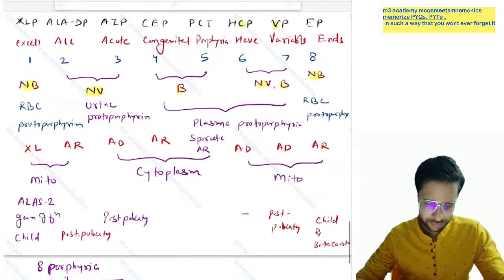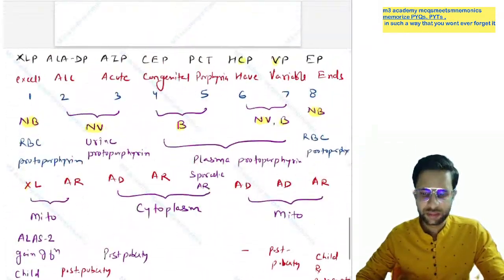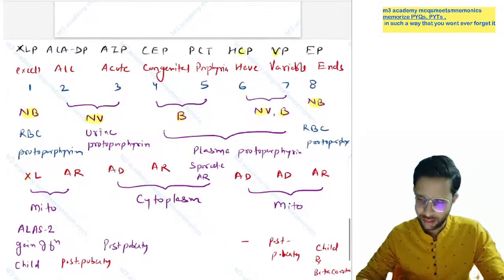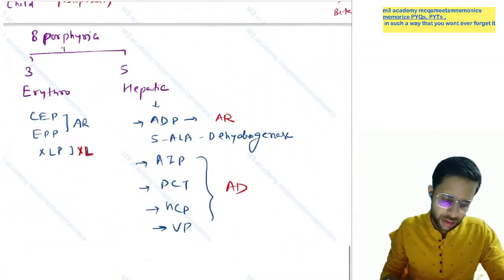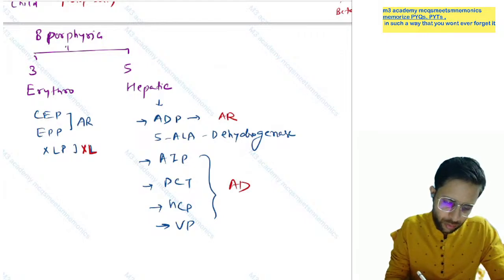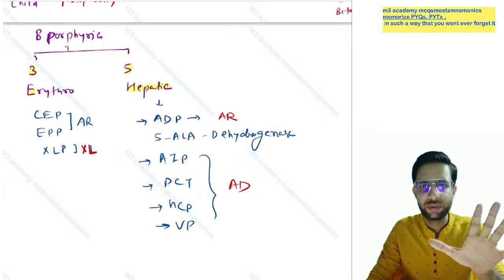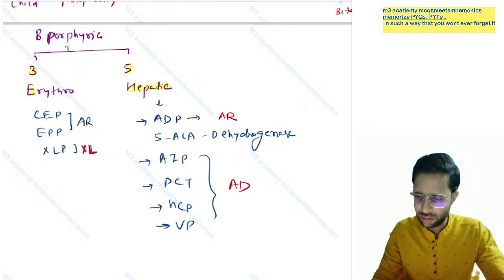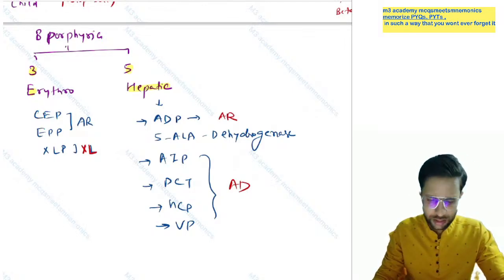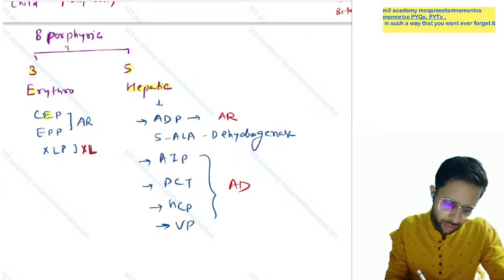Now, we will see this summary slide at the end. Let's see it here. You can divide porphyria into three erythropoietic porphyrias and five hepatic porphyrias. Three is erythropoietic, which has E in it, and five are hepatic.